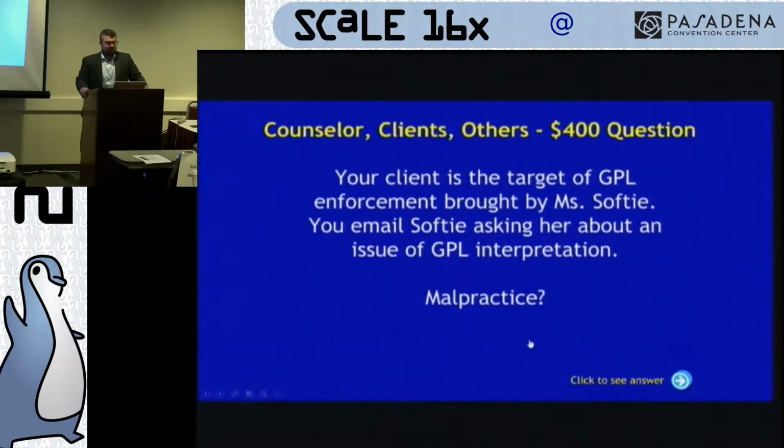Your client is the target of a GPL enforcement action brought by Mrs. Softy. You email Softy asking her about an issue of GPL interpretation. Malpractice. Let's assume yes. Okay, if she's represented, then yes.